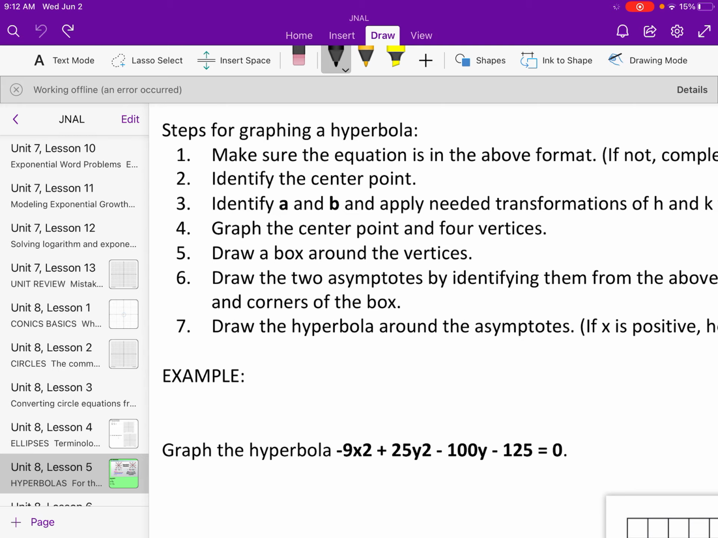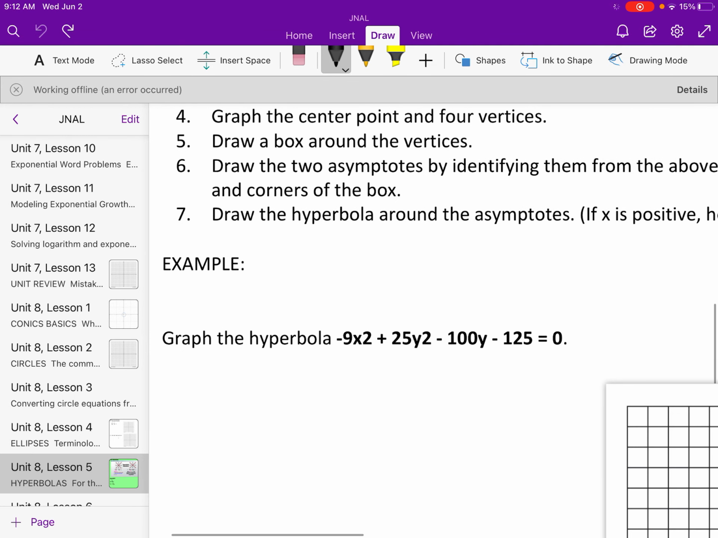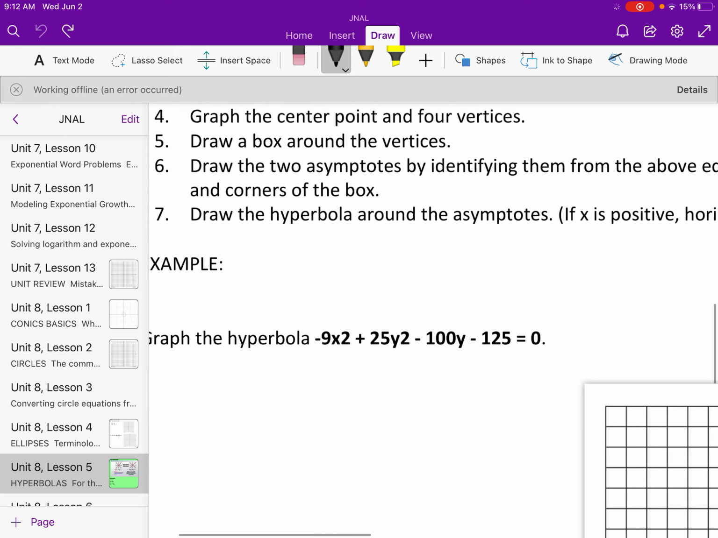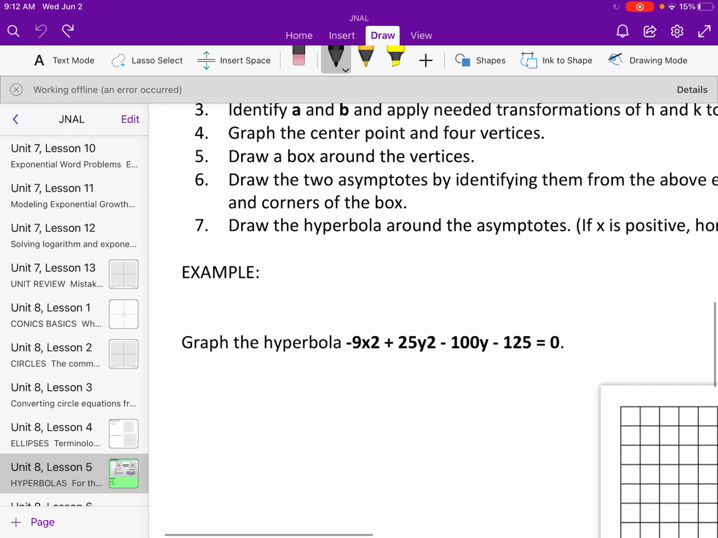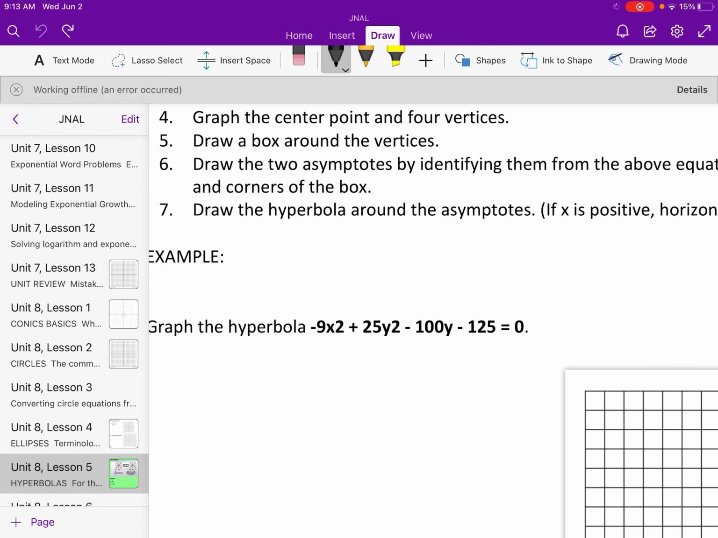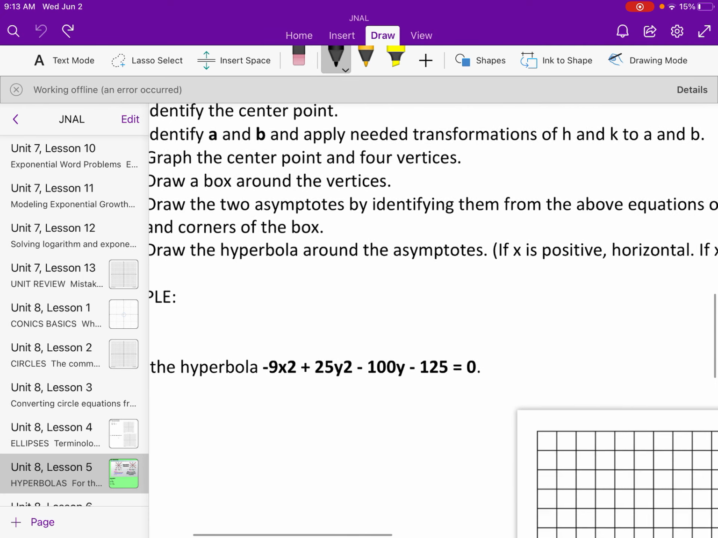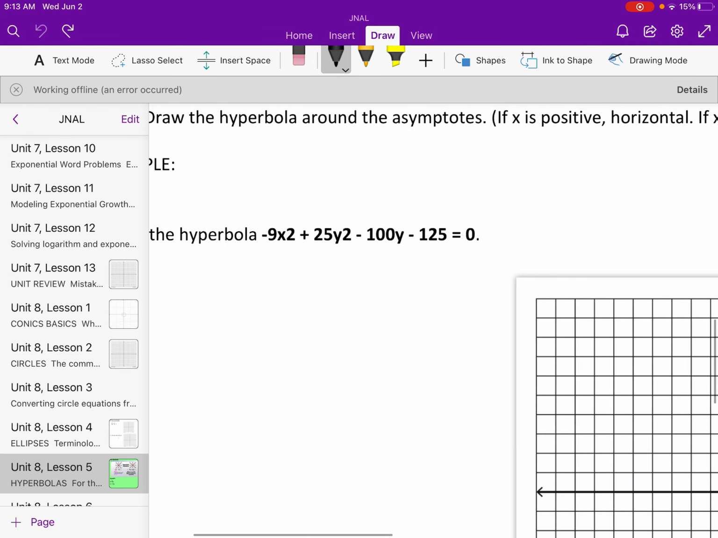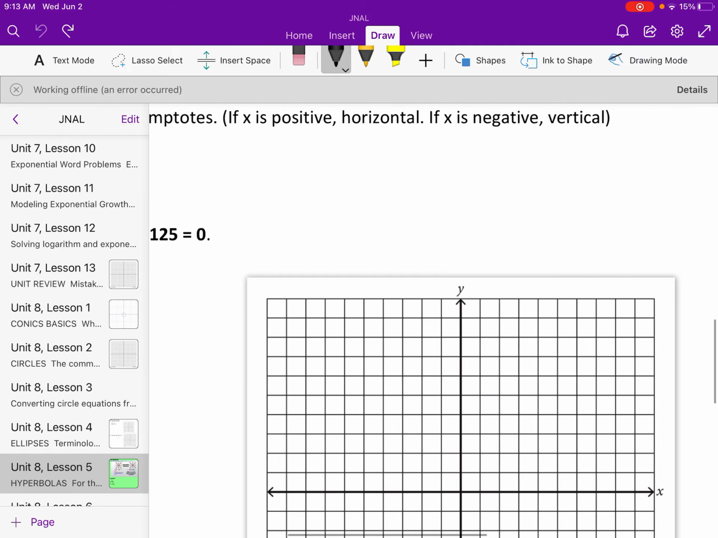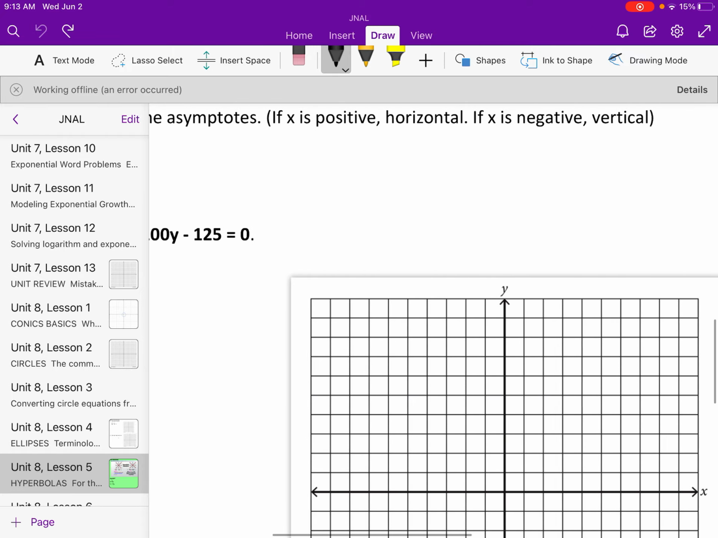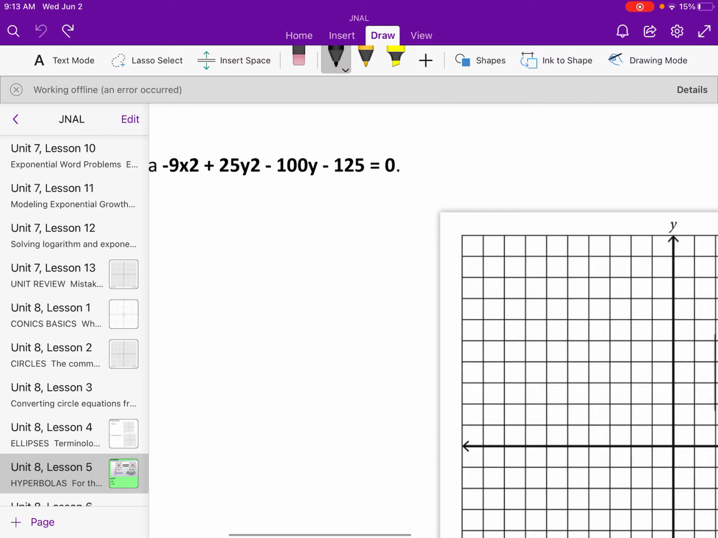But you need to apply transformations, and once again, this will make sense later. And then graph the center point and the four vertices. Then you draw a box around it so that it looks like a rectangle, and that might sound weird, but that's a way to do it. And then you can draw the two asymptotes by finding them by using these formulas, or by just drawing them through the corners and through the center point, because that's what they do. And then you can draw the hyperbola around the asymptotes. Remember, if x is positive, horizontal. If x is negative, meaning y would be positive, then vertical.